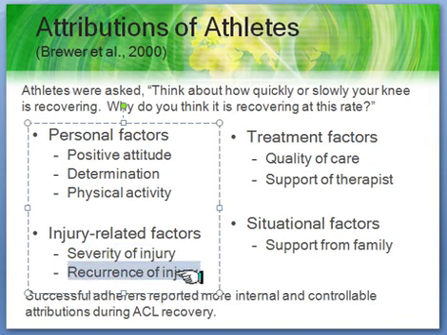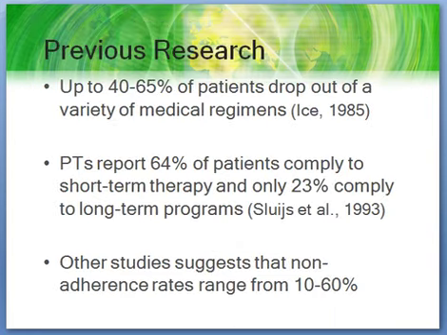Now, if it was a recurrence of injury, that can go both ways. Sometimes that helps athletes be more mindful of what they need to do, and other times that creates more negative mood and frustration with the process. It's a nice little study that highlighted a few of the key internal controllable features that athletes can get into.